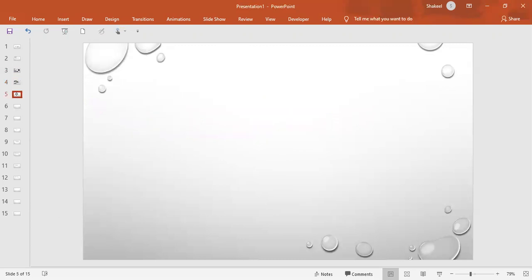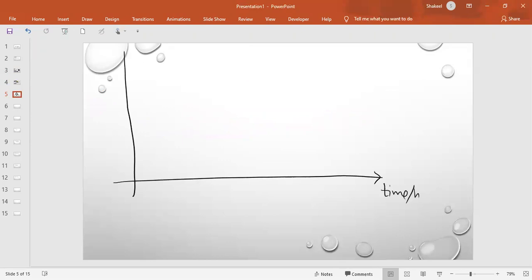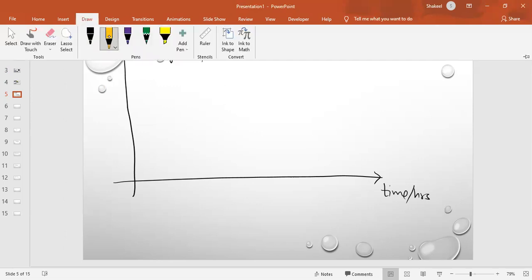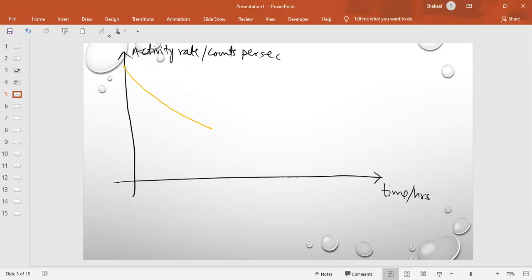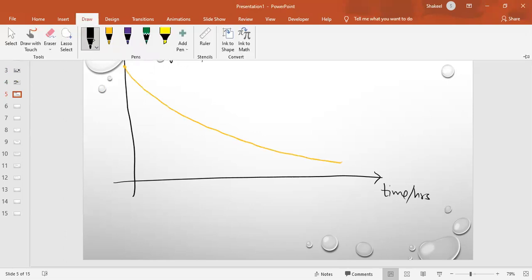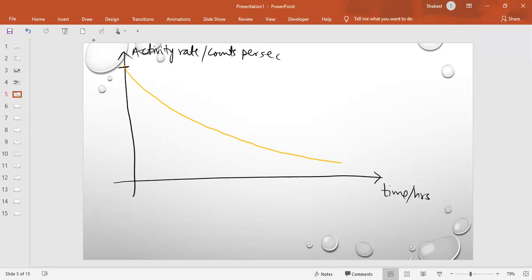So we'll go on the next page. For the decay curve graph, I'm going to draw a graph over here. The time is there, that can be in hours, and over here, activity rate can be given. Activity rate will be in pounds per second. Okay, so initially, let's say a graph is given like this, and all the values are given along the y-axis.